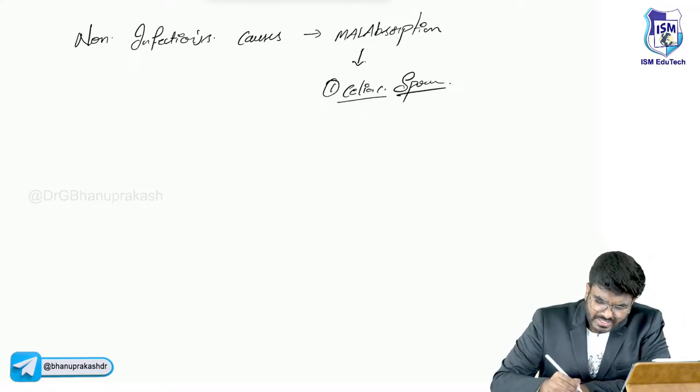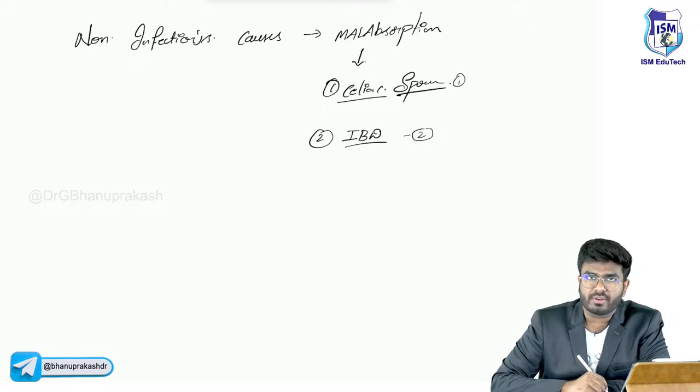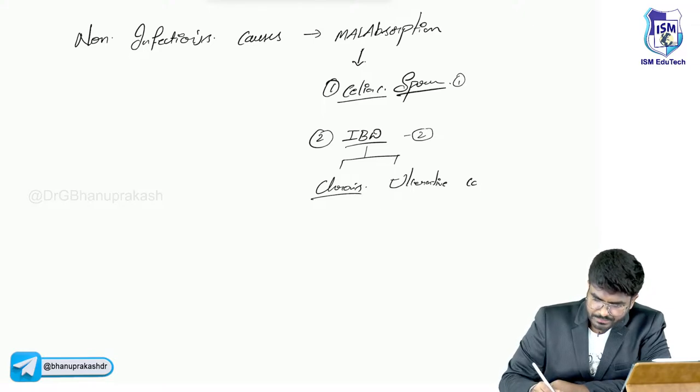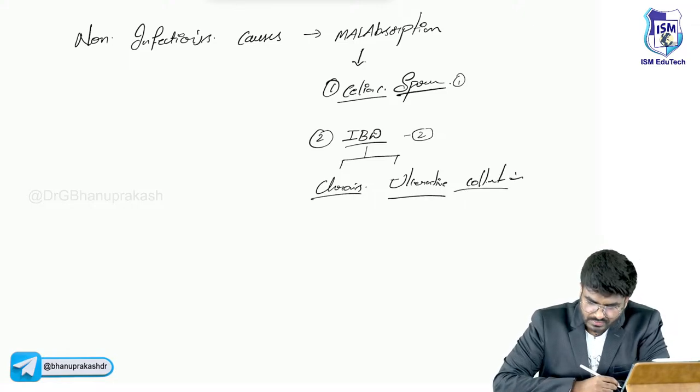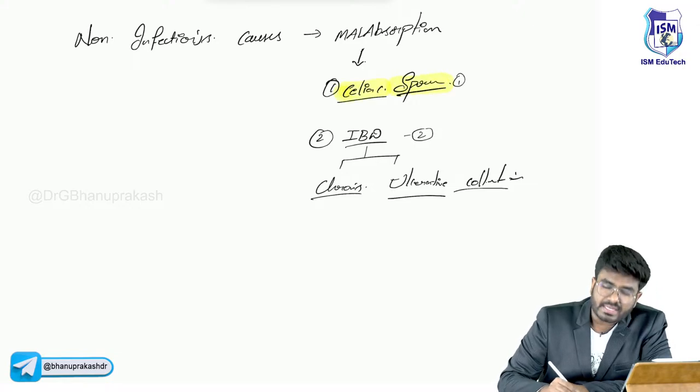Now, what exactly is this celiac sprue? First, we will discuss celiac sprue. Later, I will be discussing the inflammatory bowel diseases. There are two types of inflammatory bowel diseases. One is Crohn's disease, the other is ulcerative colitis. Now, first let's discuss celiac disease or celiac sprue.